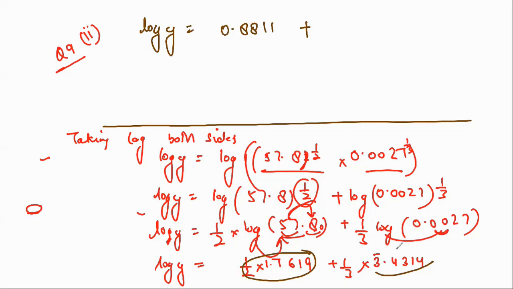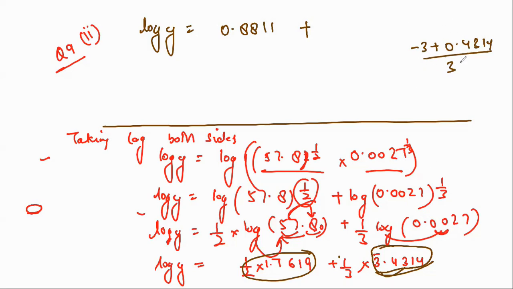But now we have to change it first. How to change this number? We have done this in our previous video. So understand it. What we have to do, we will rewrite it. 3 bar means negative 3 plus 0.4314, and this divided by the whole 3. So my value will be, this I will change.